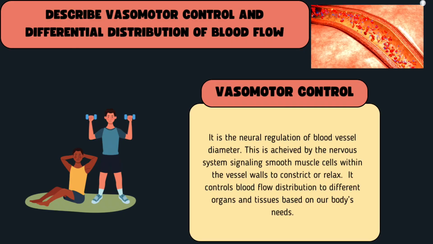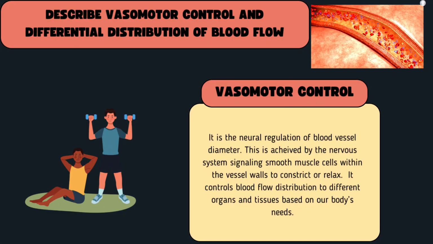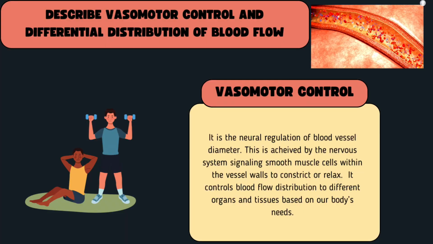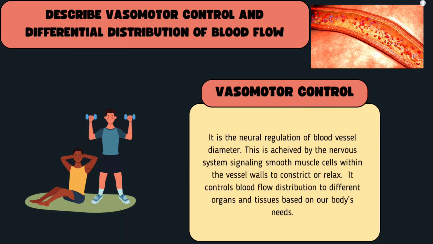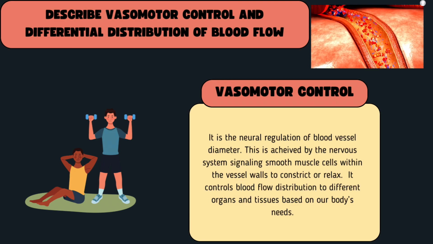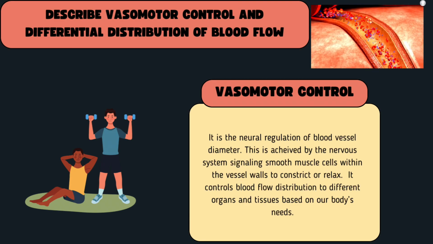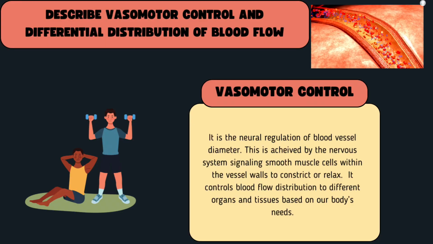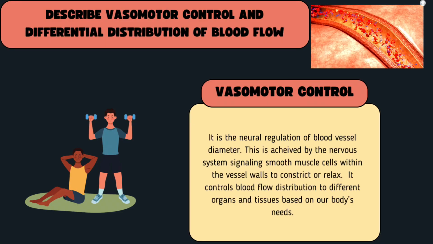This differential distribution ensures that organs can receive the right amount of blood supply, while other areas can receive less blood depending on the situation. For example, when we exercise, our muscles require more oxygenated blood.